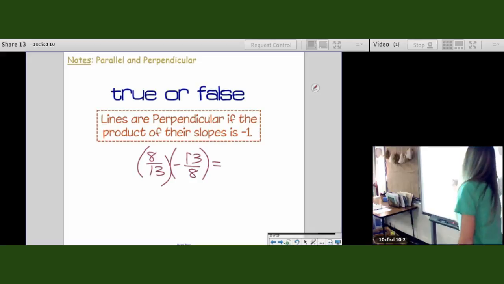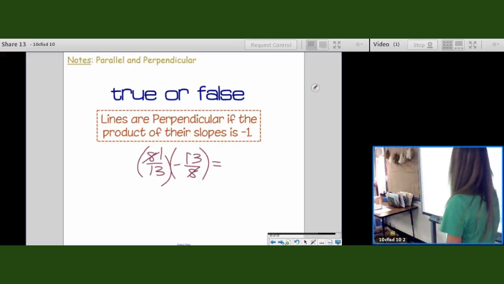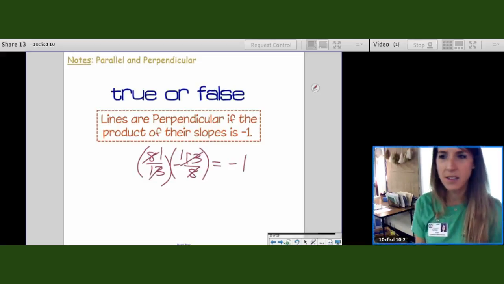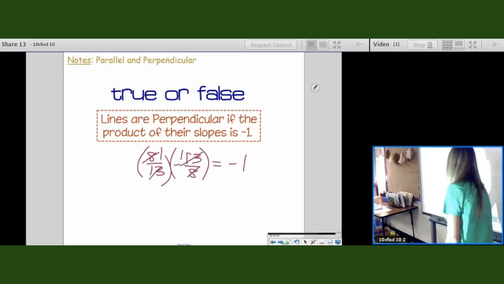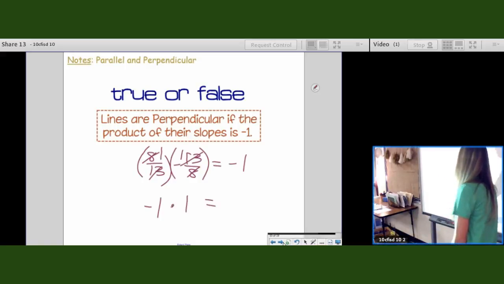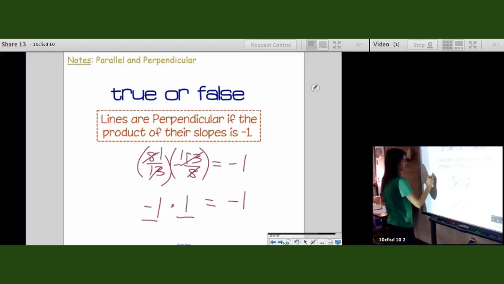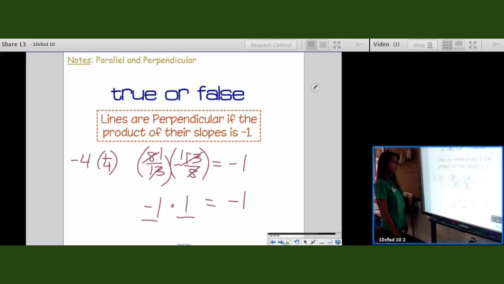Well, if you remember from algebra, the 8's cancel and you get 1. And the 13's cancel and you get 1. And 1 times negative 1 is negative 1. What about for this? Those are perpendicular slopes. Negative 1 times 1 is negative 1. What about this? Negative 4 times 1/4. Well, the 4's cancel, and you're just left with negative 1.